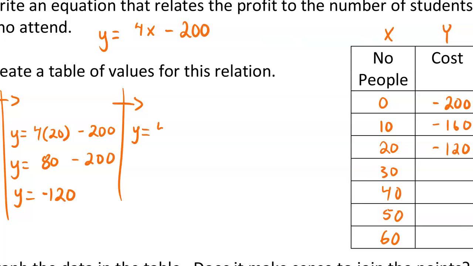y equals 4 times 30, subtract 200. y equals 120, subtract 200.